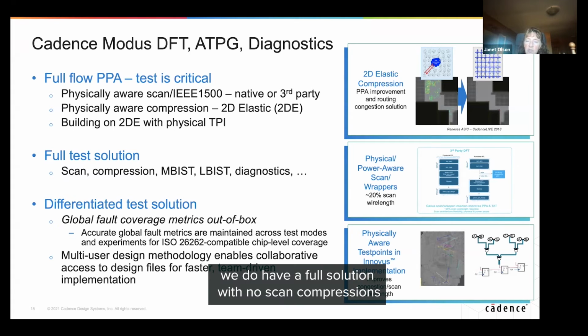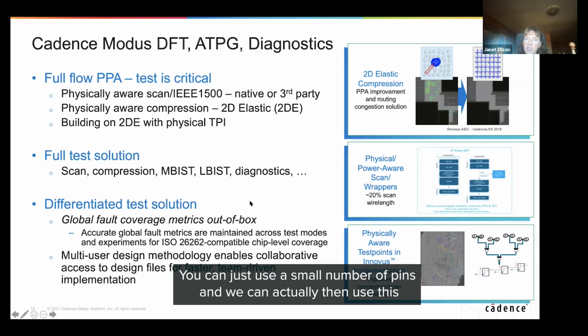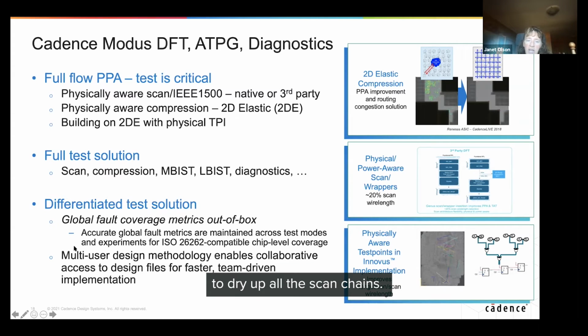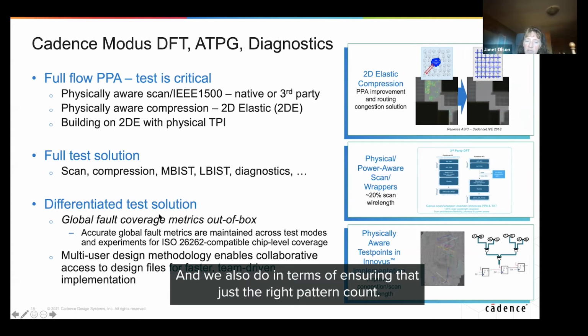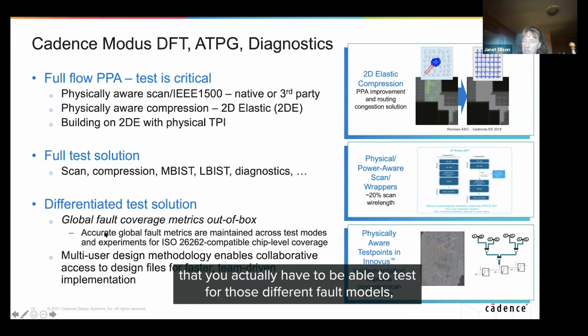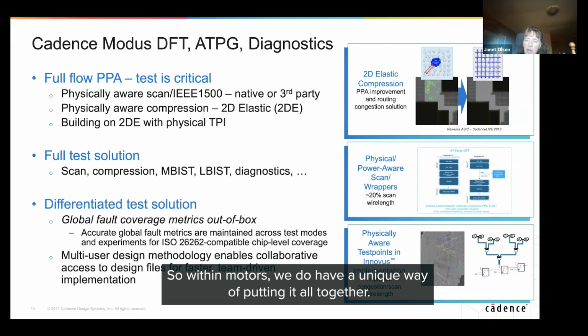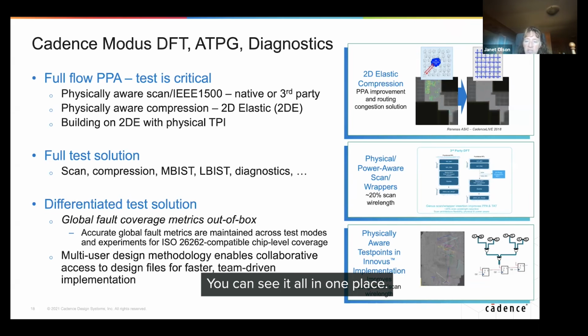We do have a full solution with scan. We have compression to allow you to not put in all of the pins. You can actually just use a small number of pins, and we can then use this to drive all the scan chains. And in terms of ensuring the raw pattern count, we do have a differentiated solution. You actually have to be able to test for those different fault models, which can cause problems with your design. So within Modus, we do have a unique way of putting it all together. You can see it all in one place.